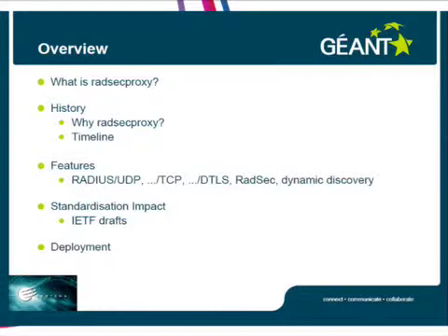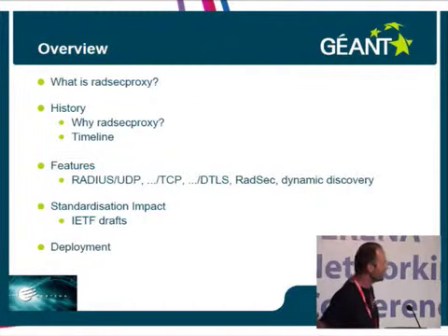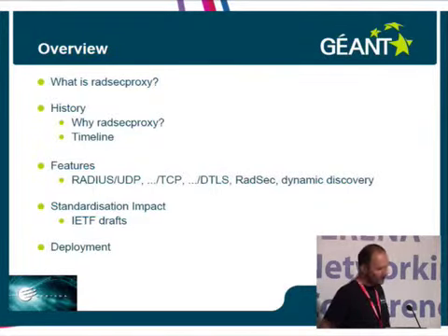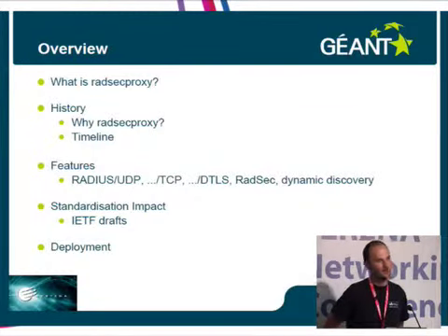So we're going to start with what is this RADSEC proxy thing anyway? Is it something to eat, or can we do something different with it? Why did we do it? When did we do it? And what can it do? And in these feature lists, there is one thing about dynamic discovery, which I will talk a bit more extended about, because that's really a rather revolutionary thing to do. And to the end, I will show you what kind of impact we had on IETF standardization by having this piece of software.